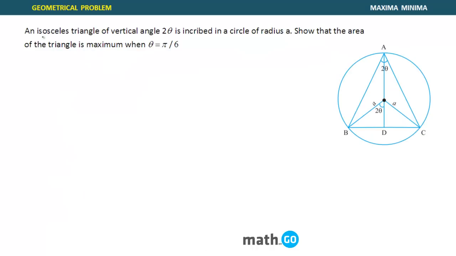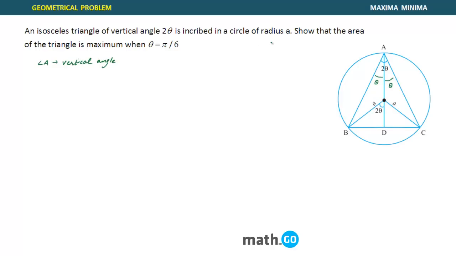Now let's take another problem. It says an isosceles triangle of vertical angle 2 theta. So first of all, what do you mean by vertical angle? This particular angle, angle A, is known as the vertical angle, right? This is the vertical angle. The vertical angle is given to be 2 theta, and by symmetry again I can say this will be split up into theta and theta, like this.